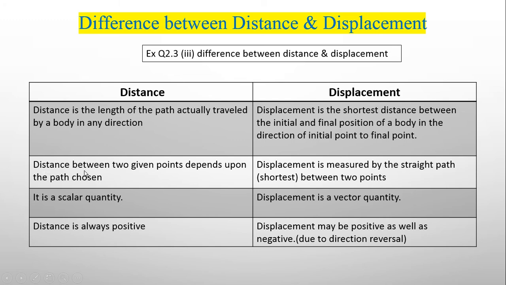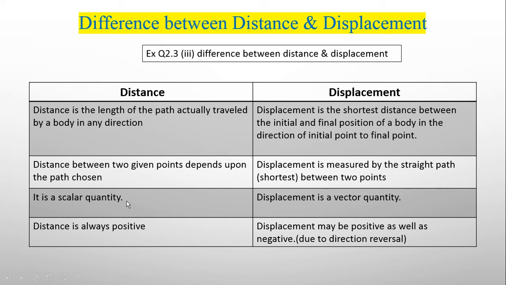Second point, distance between two points depends upon the path chosen. Your distance depends upon the path of the motion, what path of motion you are choosing. Displacement is measured by the straight path. Here you can't choose, you have to move in a straight line. For a displacement, you have to move in a straight line in particular direction. So displacement is measured by the shortest straight path between two points.